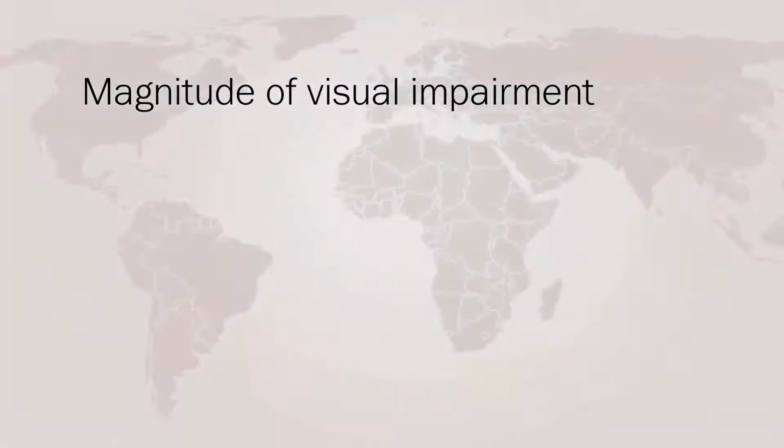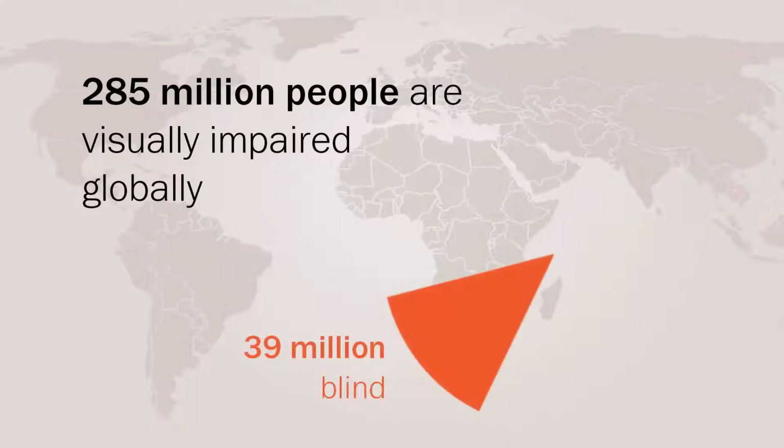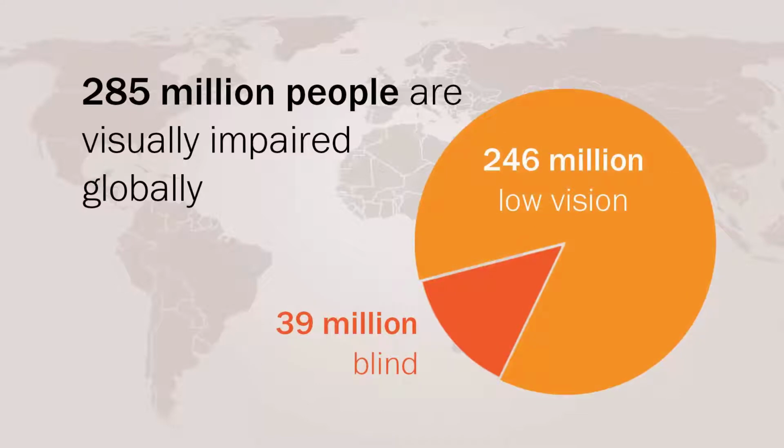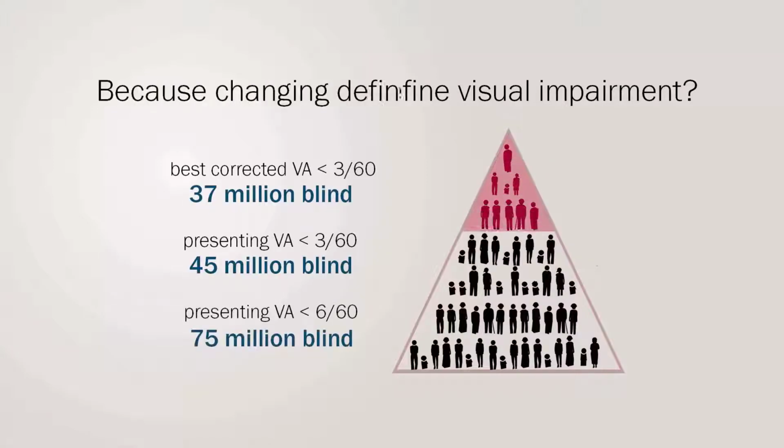The magnitude of visual impairment worldwide is currently estimated to be about 285 million people. Of these, 39 million people are blind and 246 million have low vision. Why is it important to define visual impairment? Well, if our case definition changes, then the numbers change too.